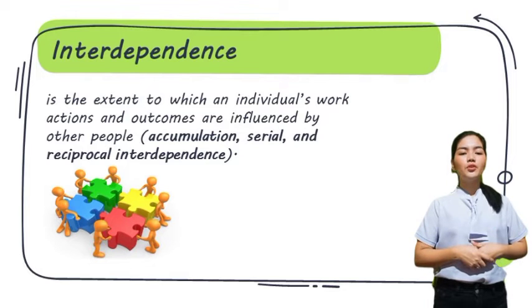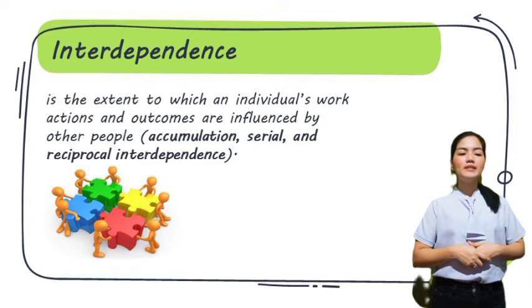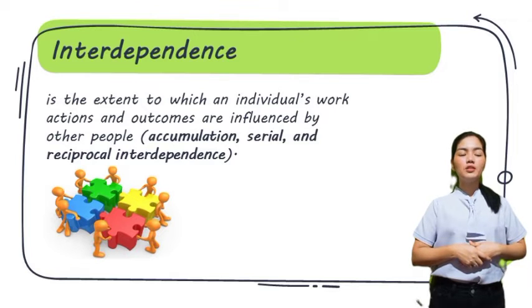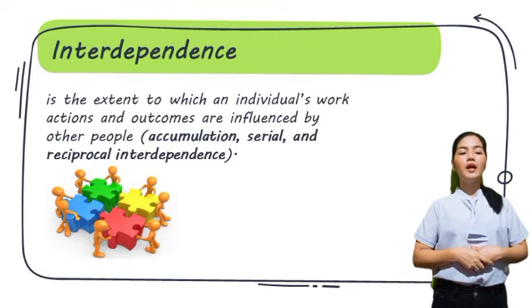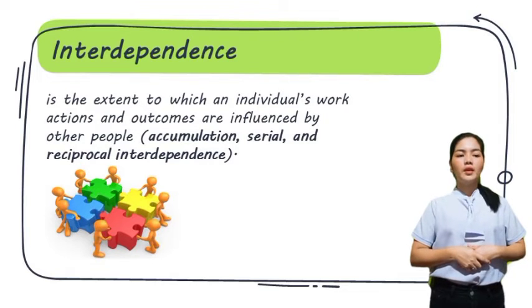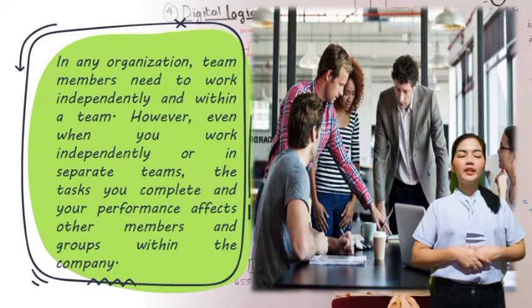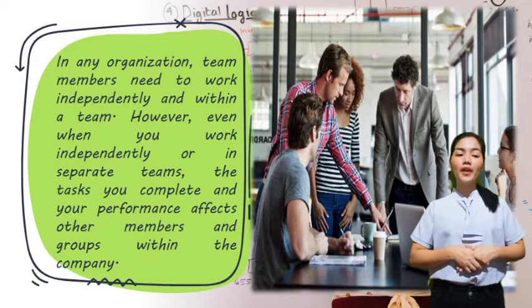However, some organizations are most effective when there is little interdependence and employees work mostly by themselves. When employees do work together, the type of interdependence that is best for one organization is not necessarily the type that is best for another organization. In any organization, team members need to work independently and within a team. Even when you work independently or in separate teams, the task you complete and your performance affects other members and groups within the company.